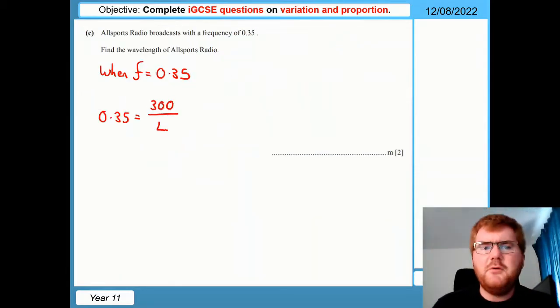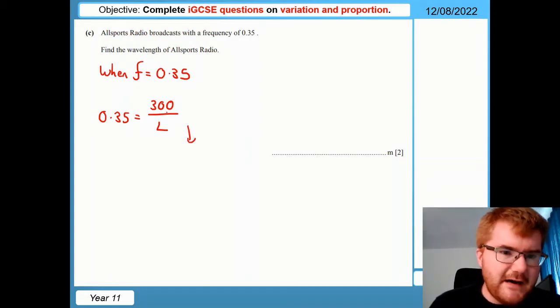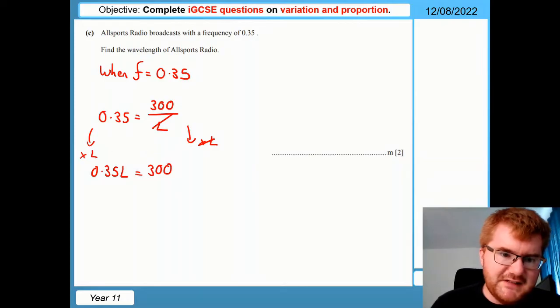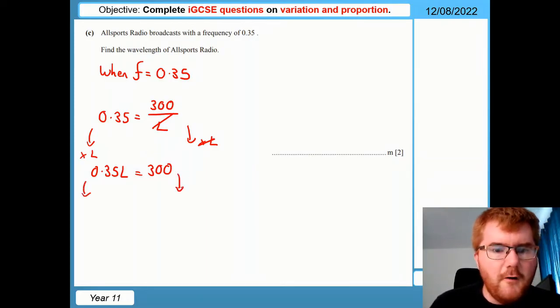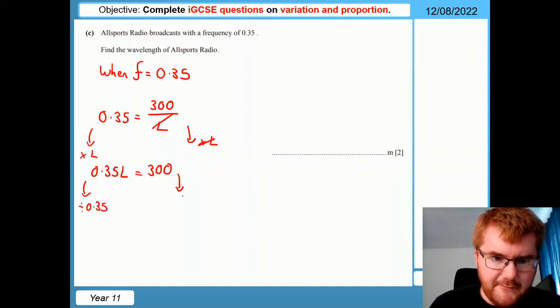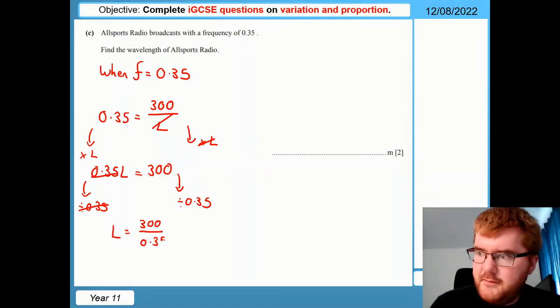divided by L, and now we just need to do a little bit of equation manipulation. So to get rid of this fraction, because it's kind of annoying, I'm going to multiply by L on both sides, and this gives us 0.35 L, and because this cancels, this gives us 300, and then we want the L on its own. So what's the opposite of timesing by 0.35? We're going to divide by 0.35 on both sides. This cancels, we're left then with L here, and then we get 300 divided by 0.35.